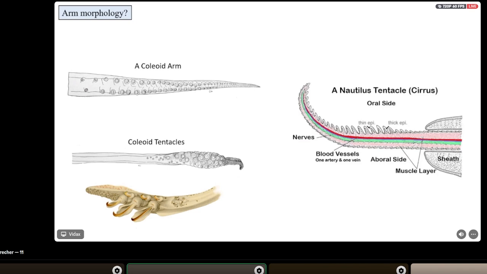What did the arm look like? Coleoids have suckers on their arms, and they often have tentacles with suckers or hooks on the end. And the Nautilus has something called a cirrus. They have a sheath and a ridged thing that can protrude from that sheath.